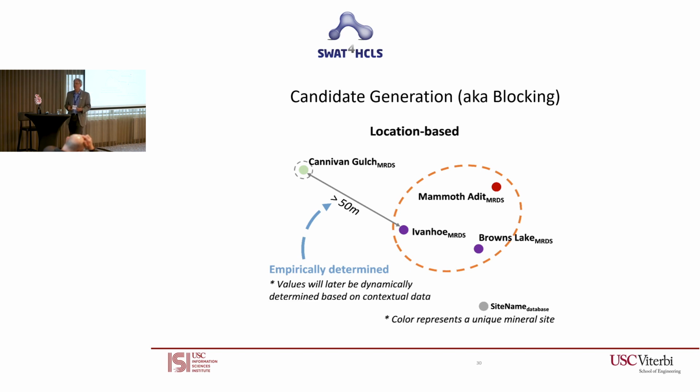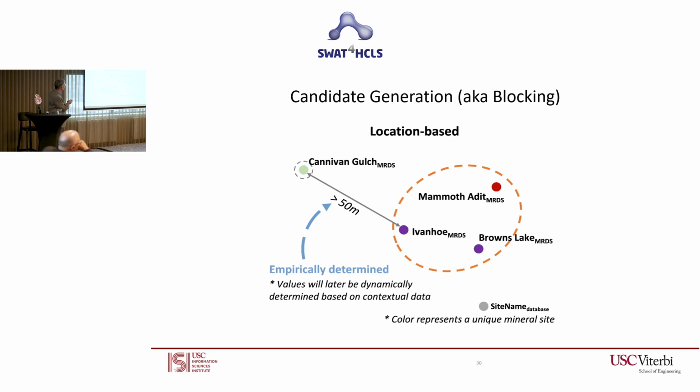But I want to emphasize here, maybe you have a domain that's not spatial, and so you don't want to do blocking based on the location. If it's people, you can do it based on last name. In other domains, you might do it on some other attributes that would likely be common across the entities that you want to compare. So in this particular example, the color represents the unique mineral site, right? It turns out that Ivanhoe and Brown Lake are actually the same mine, but they were renamed at some point. And so you have to look at more than just the name to figure that out.